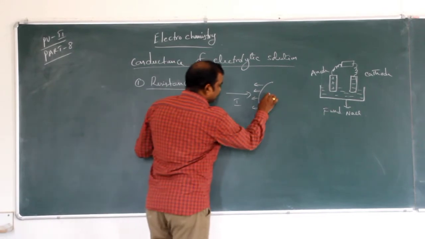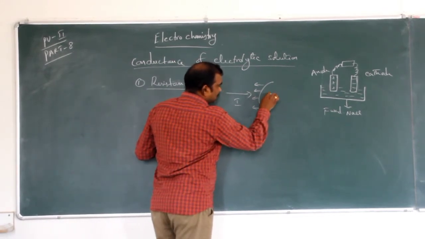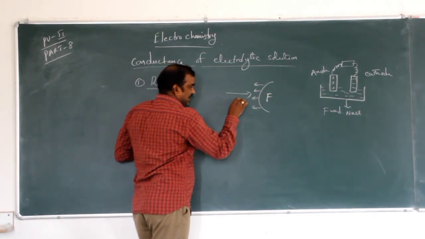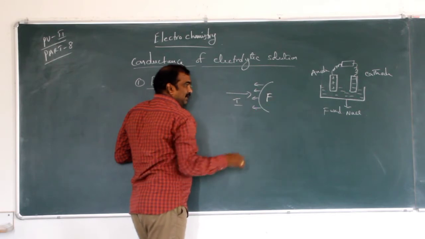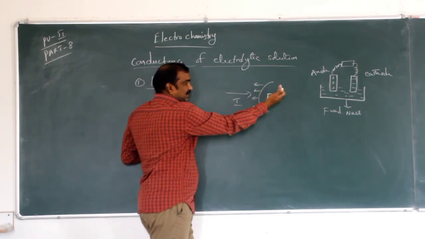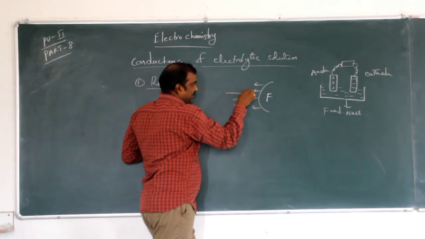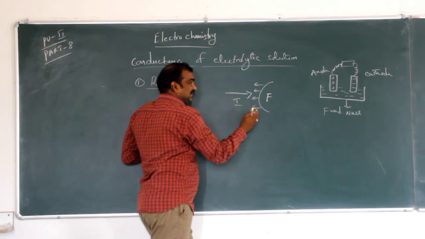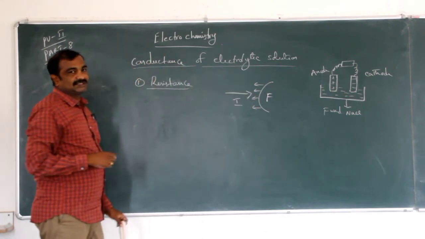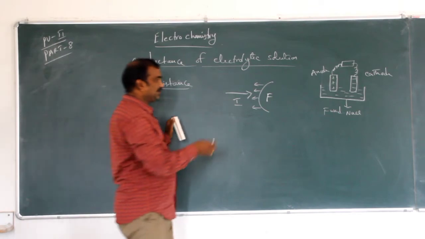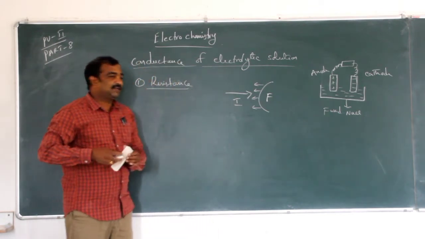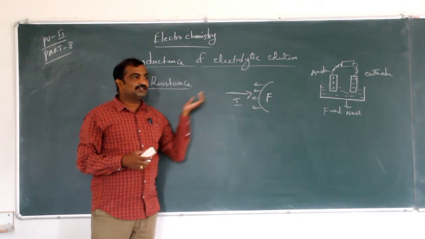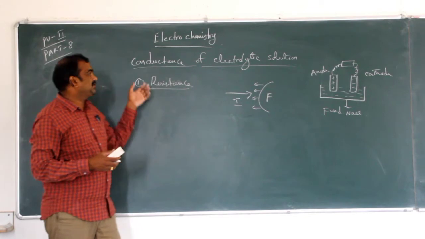Look here, this is a force. This will oppose the flow of current. Current is flowing from left to right. This is I, meaning current. Current is flowing from left to right, and opposite to the current direction, any force that exists is called resistance. So resistance is nothing but the force that will oppose the flow of current. This phenomenon is known as resistance.